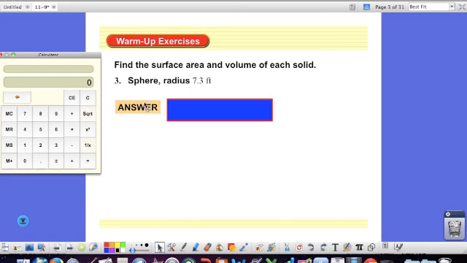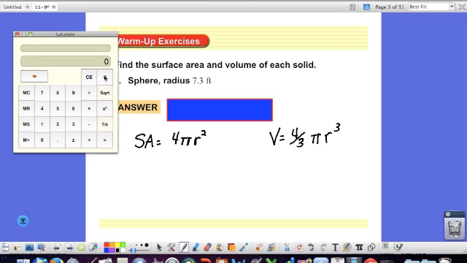Find the surface area and volume of each solid. Now we're talking about a sphere, so we're back to formulas we know. Hopefully you remember surface area is equal to 4 pi radius squared, and volume is equal to 4/3 pi radius cubed. So I'm going to do surface area first. 7.3 times 7.3 is 53.29, times 3.14, times 4. And I'm going to just round this to the tenth.